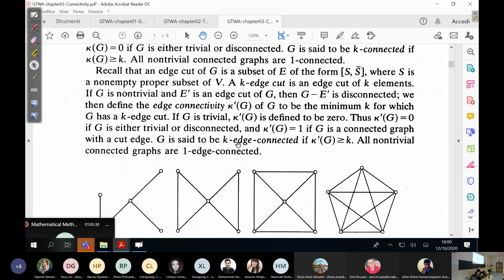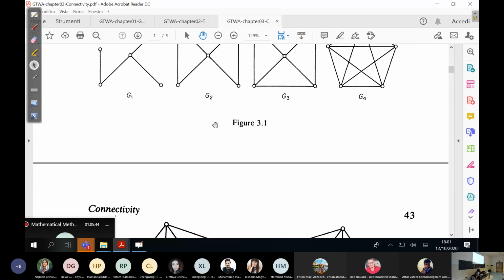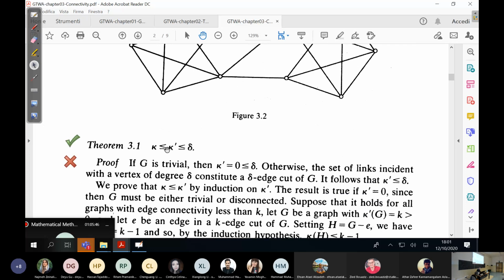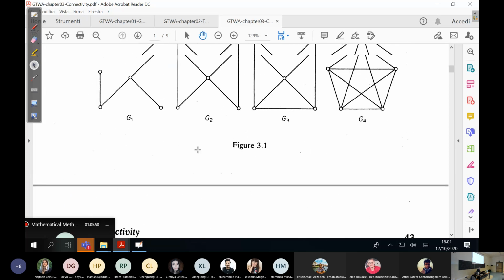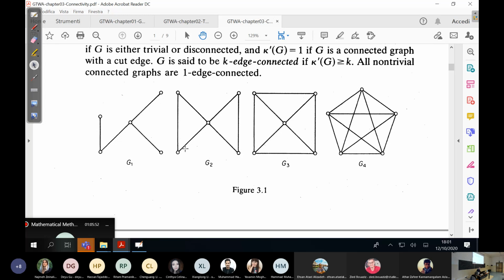And G is said to be K edge connected if kappa prime of G is greater than or equal to K. All non-trivial connected graphs are one edge connected, meaning that kappa prime of G is at least 1. Okay? Before going to this theorem, of which I do not give any proof anyway, let's see what happens here, and then we have a break.